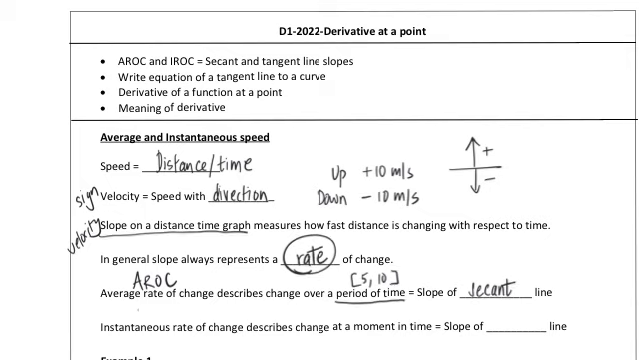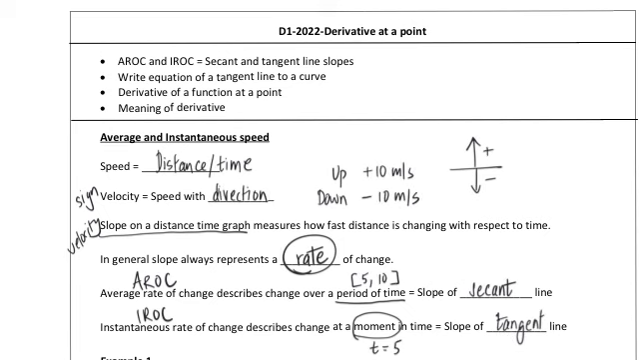Instantaneous rate of change, or IROC, describes the change at a moment in time. So that would be what is the speed at t is equal to 5 at just one specific moment, and that is going to be the slope of a tangent line.